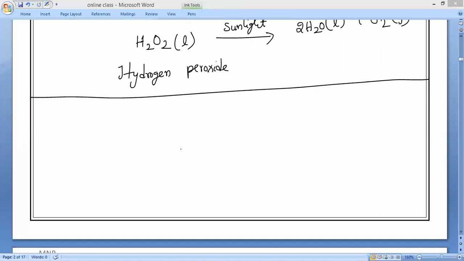Now, these two types of reactions are completed. Now, what is the next, third type of reaction, guys? What is the third type of reaction?